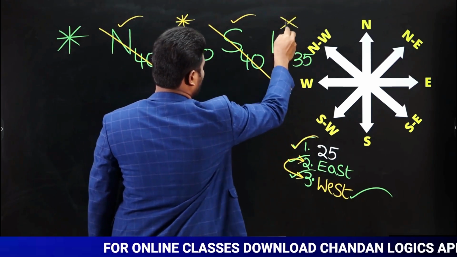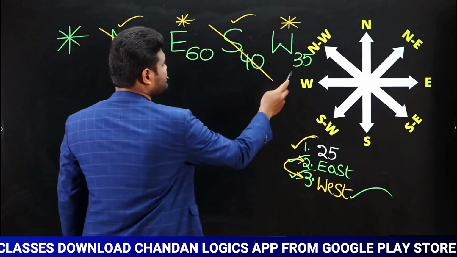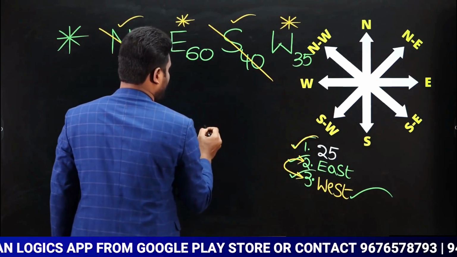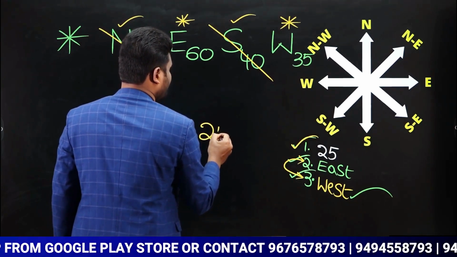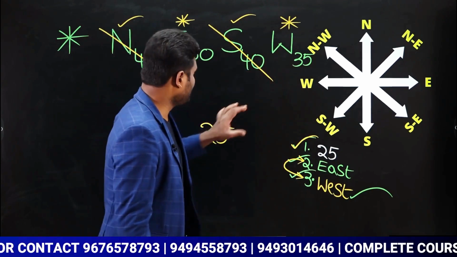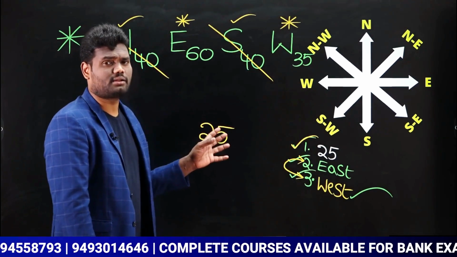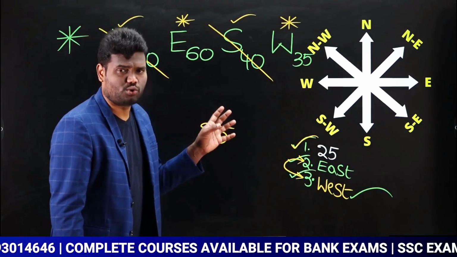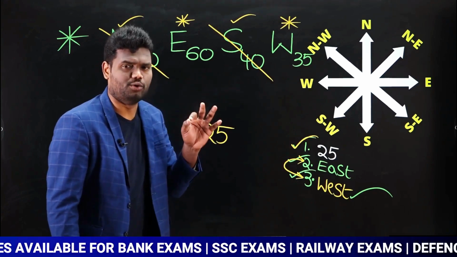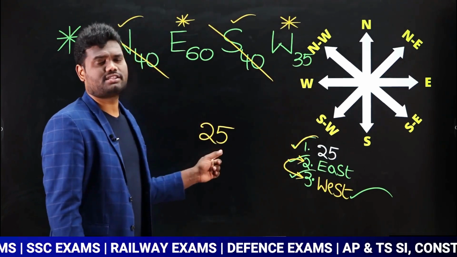Next, if you look here, east's opposite is what? East's opposite is west. Yes or no? Now east is 60, west is 35. When you subtract 60 minus 35, the difference is going to be how much? The difference is going to be 25. Yes or no? Next, you need direction also. For direction, you are supposed to write the direction having the maximum value, the highest value.